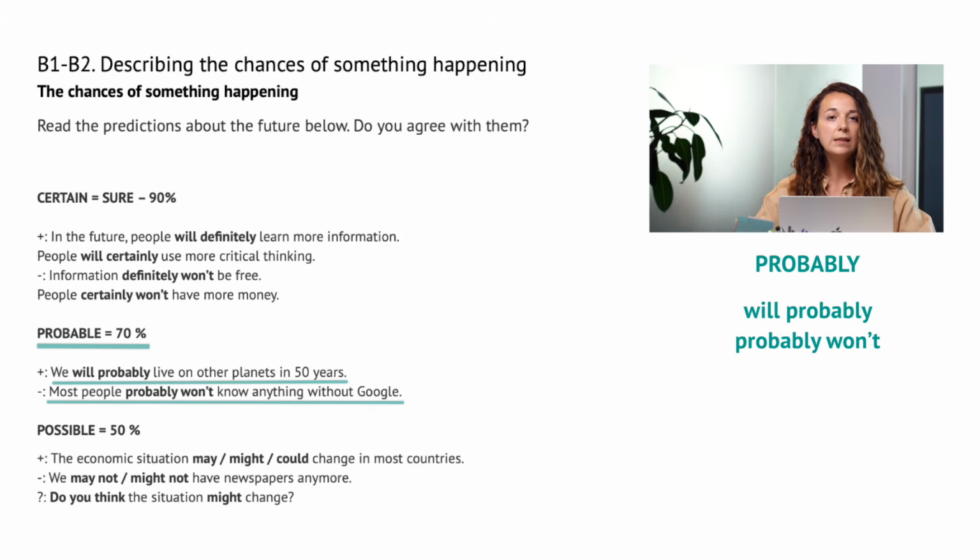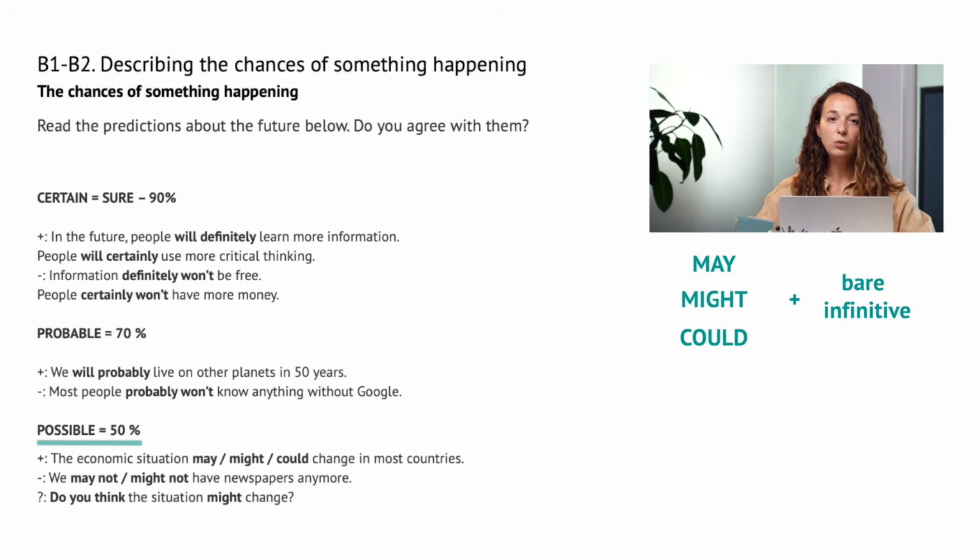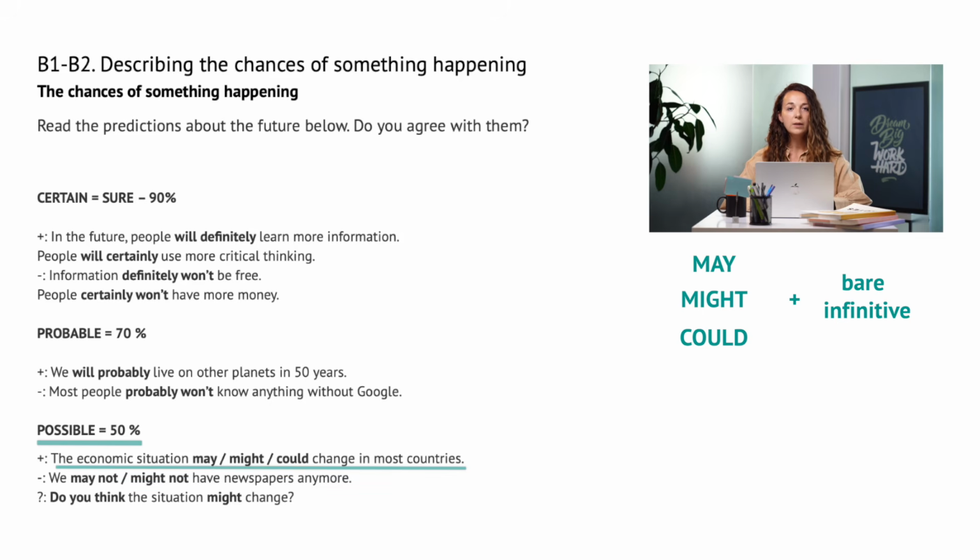But when you think that the situation is possible, 50% chances of happening, don't use future simple. Go for modal verbs instead. Use may, might, or could with a bare infinitive of the verb. The economic situation may, might, could change in most countries. There is no difference which verb to choose. They all have exactly the same meaning.